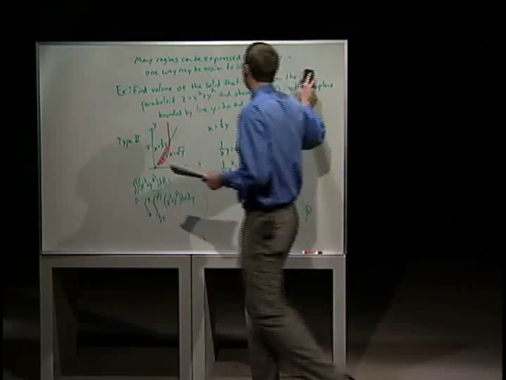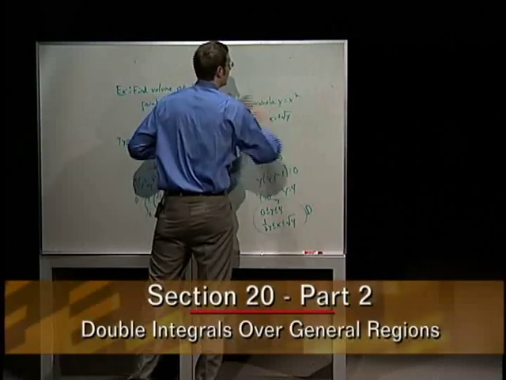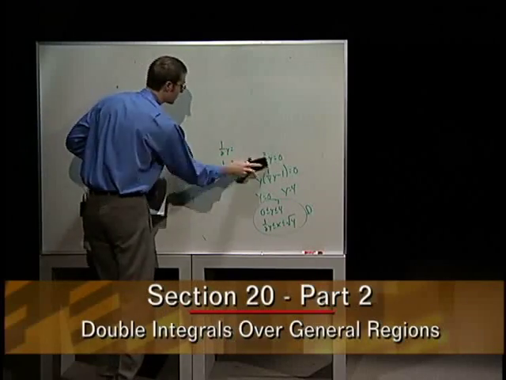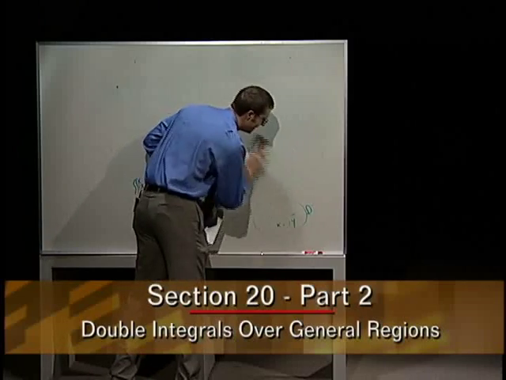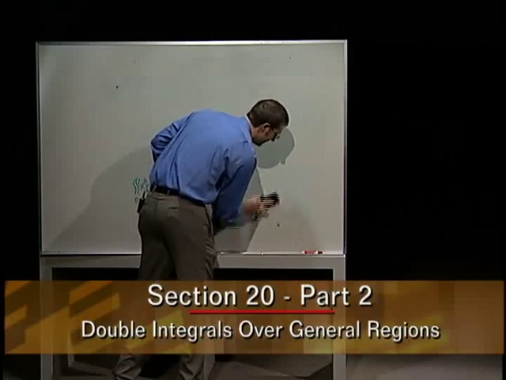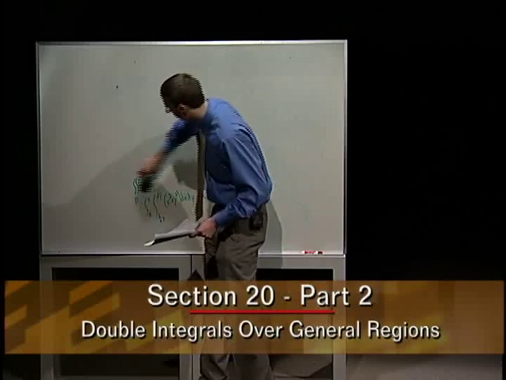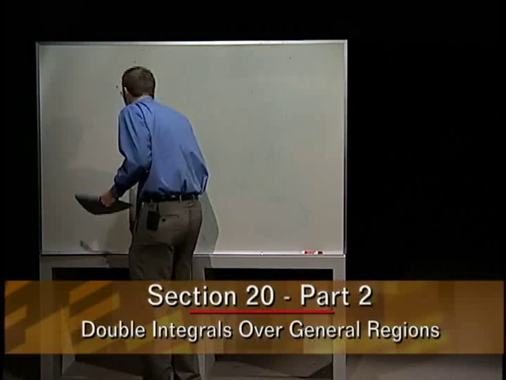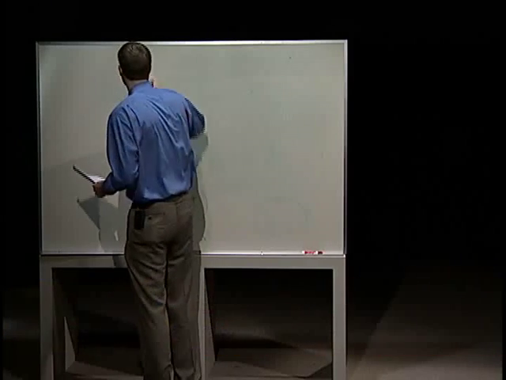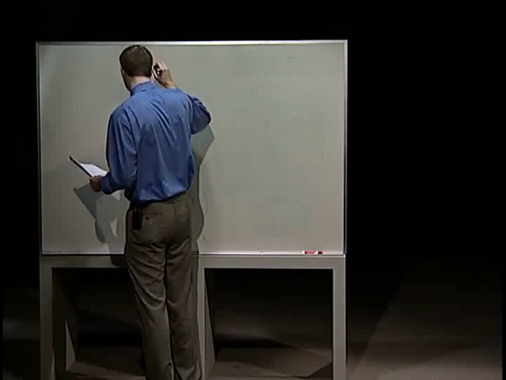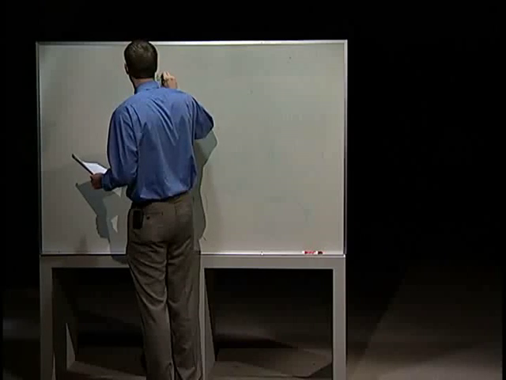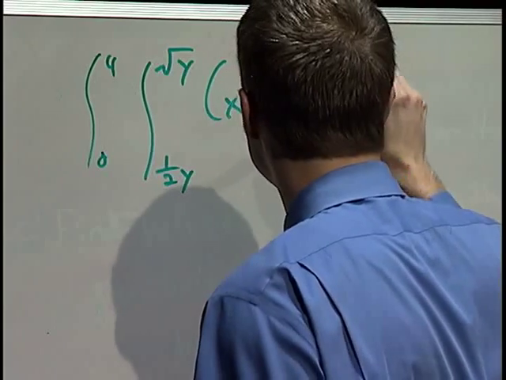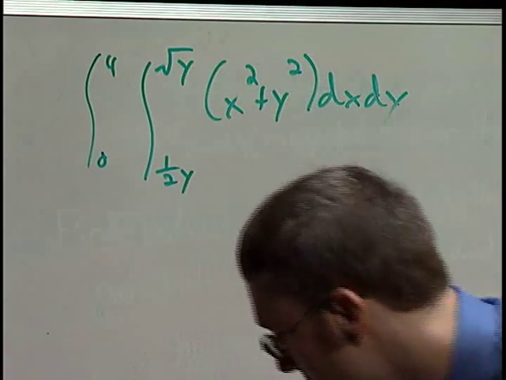So let's evaluate that. Let's get rid of some of this stuff and give ourselves some room to work. Once the region's drawn, it's just a matter of integrating. And again, if you try one way and it leads you down the dark alleys of not being able to finish the problem, maybe try the other way. So start up here with this double integral, 1/2 y to root y of x squared plus y squared dx dy.